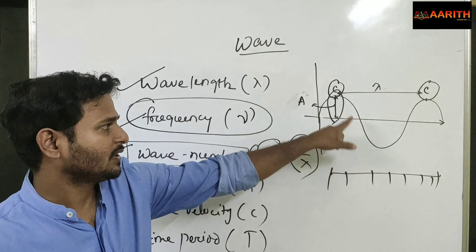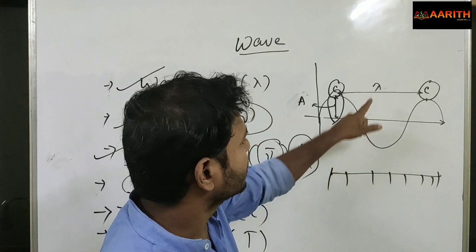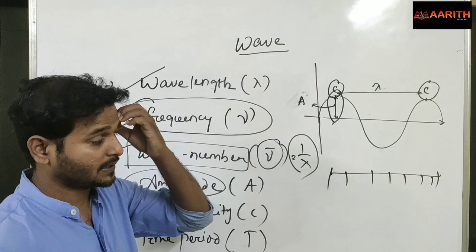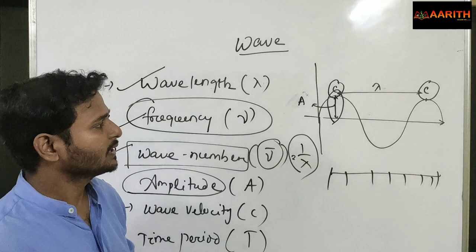The wavelength means the length between two adjacent crests or two adjacent troughs, represented by lambda, with units meter and cm. Frequency is in cycles per second. Wave number is simply the reciprocal of wavelength. All the energy levels we analyze spectroscopically are in terms of wave number. Next, amplitude is the height or depth: if you take a crest, that is the height; if a trough, that is the depth of a trough.